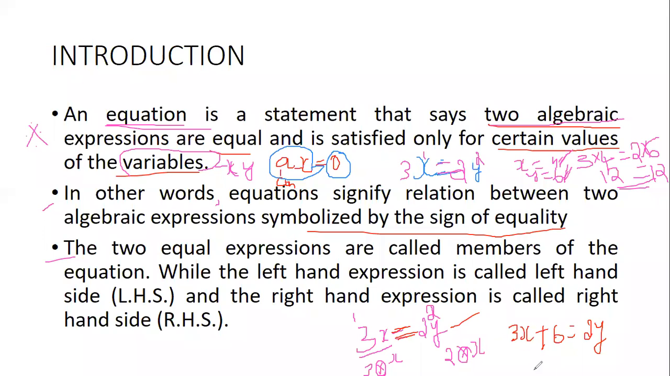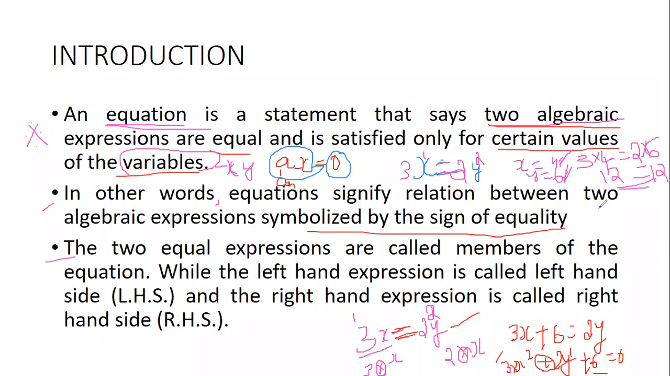I can even go on further: 3x square plus 2y plus 6 is equal to 0. This is also an equation because I have an algebraic expression, 3 into x square, plus 2 into y to the power 1, plus another constant. Here again there is more than one algebraic expression.